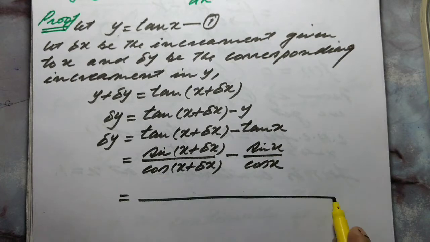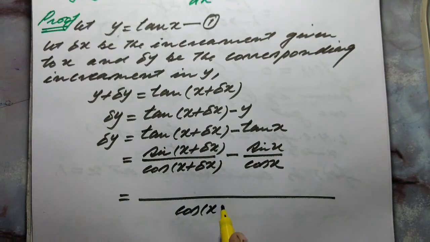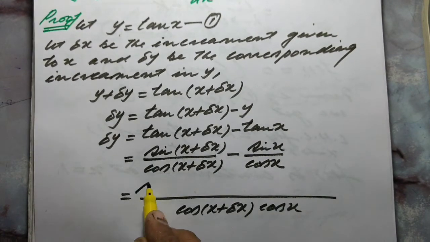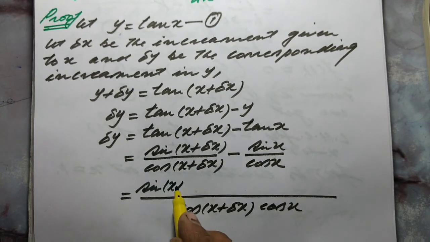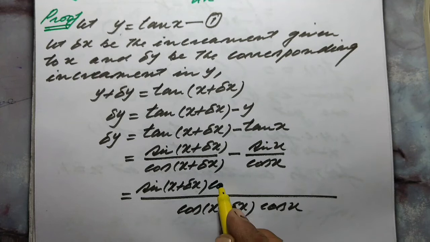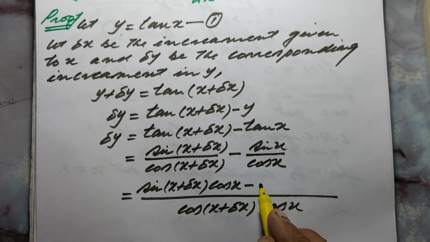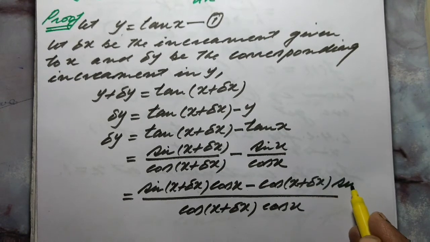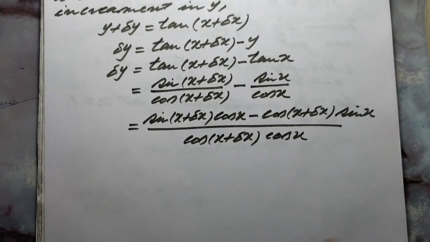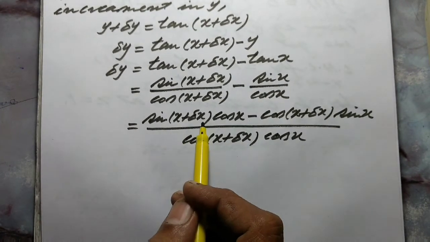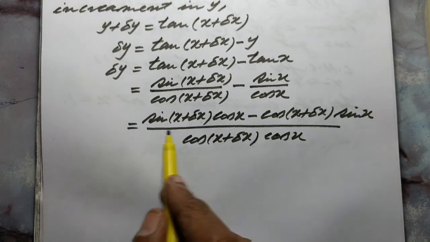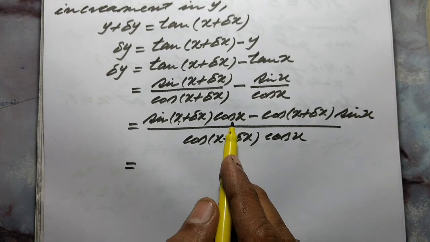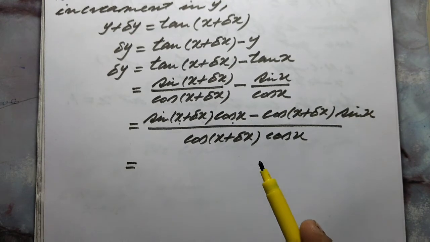Now taking LCM, the denominator is cos of x plus delta x into cos x. In the numerator we have sine of x plus delta x into cos x minus cos of x plus delta x into sin x. As we observe, this is sin a cos b minus cos a sin b, so here we may apply the formula sin a cos b minus cos a sin b is equal to sin of a minus b.